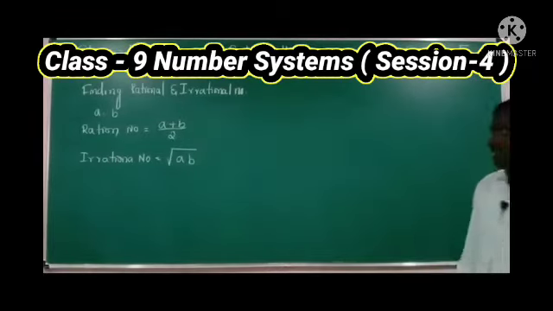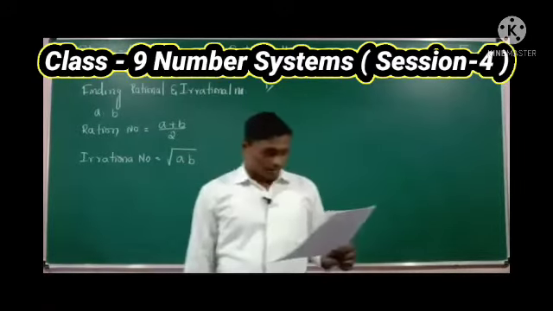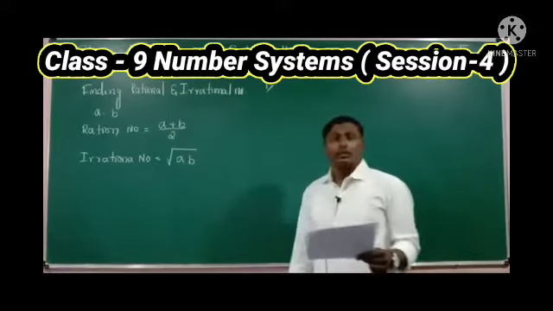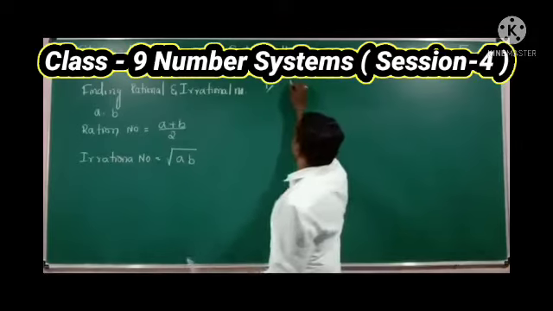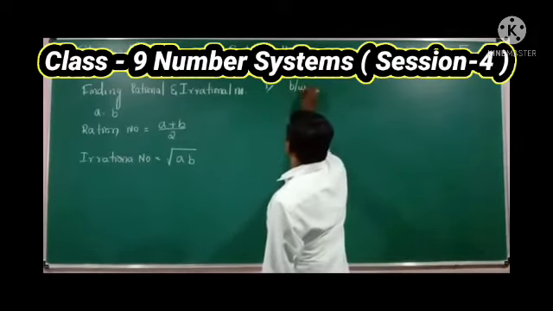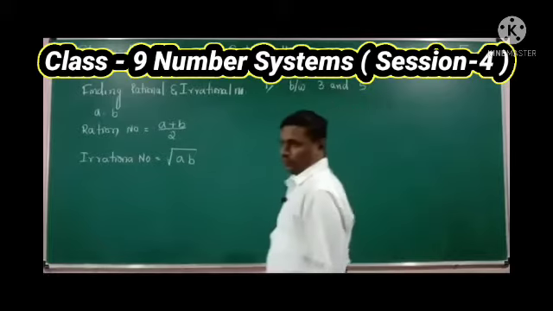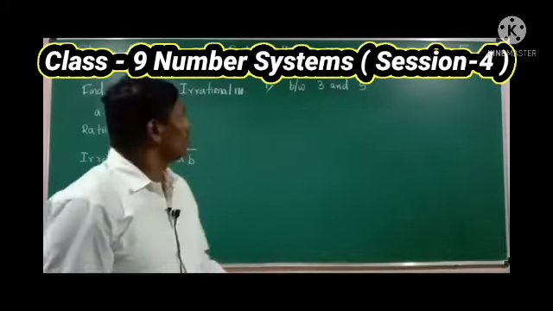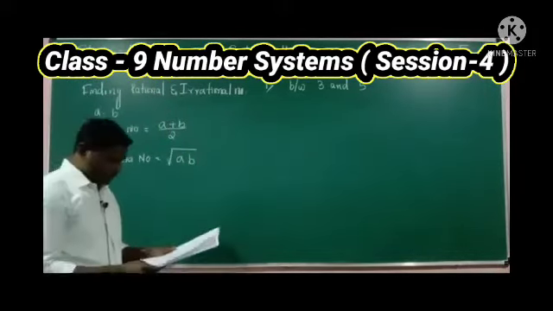Okay, let's take some examples. First one: write the rational and irrational numbers between 3 and 5. We need to write one rational number and one irrational number between 3 and 5.